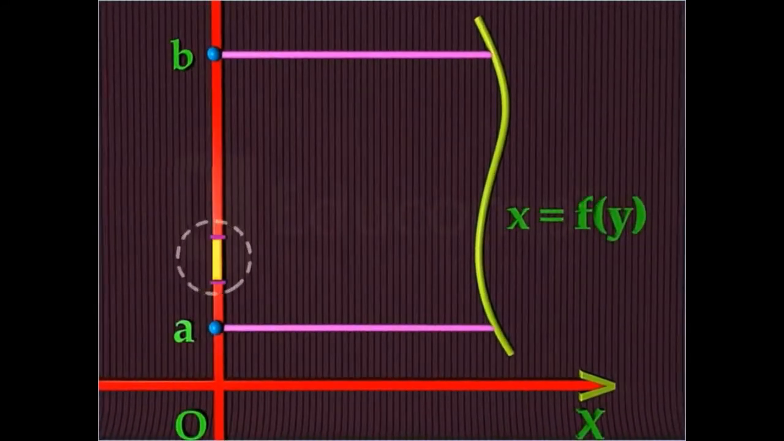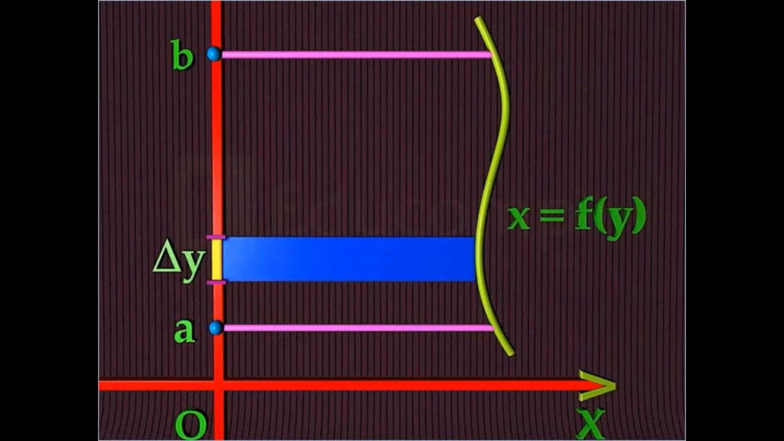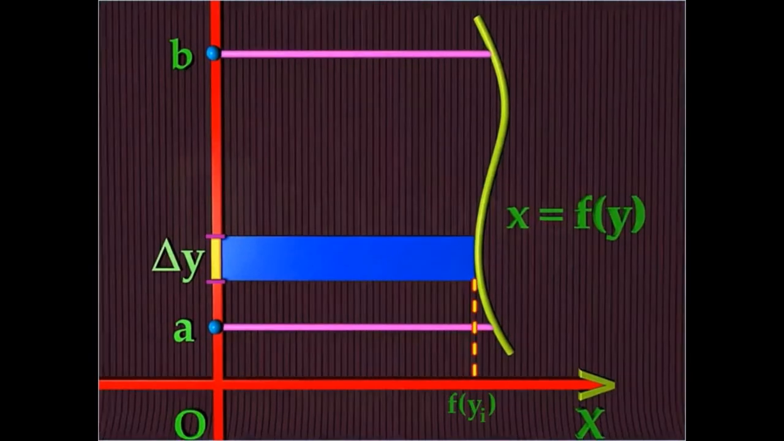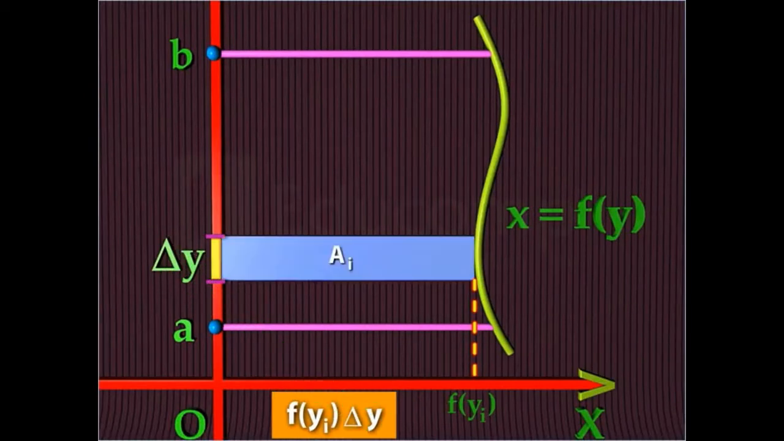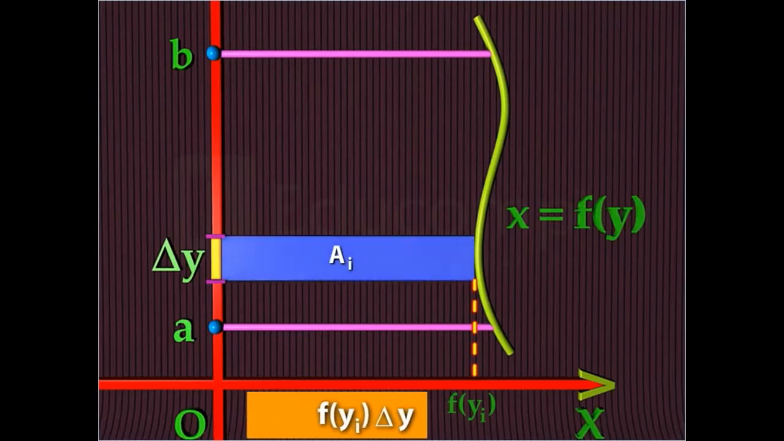If we mark a small fragment on the y-axis representing the distance delta y, then there is an approximate constant value of the function over this very small change in the value of y. The constant value of the function multiplied by the very small change in the value of y gives the area, say A_i, of this thin rectangle.